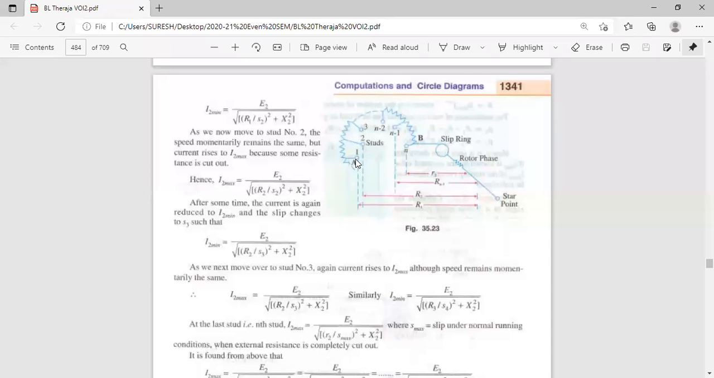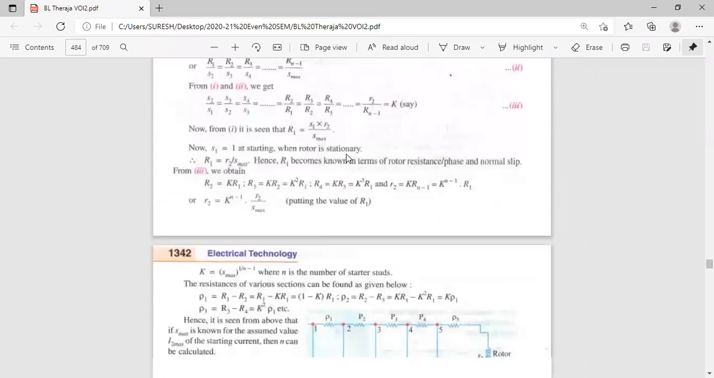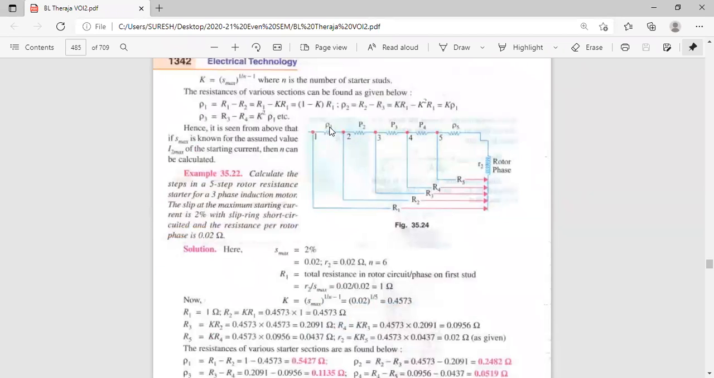This is the first step. 1 to 2 is one step. In between 1 and 2, there is some resistance. In between 2 and 3, some resistance. 3 and 4, some resistance. Coming to the last one, n minus 1 and n, some resistance will be there. So in between 1 and 2, I am taking the resistance as step 1, rho 1, which is equal to R1 minus R2.